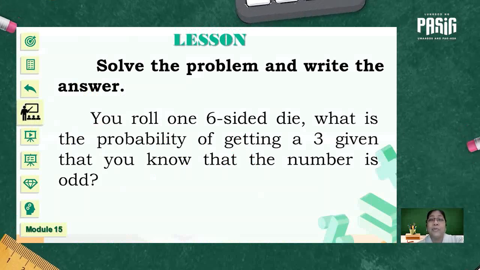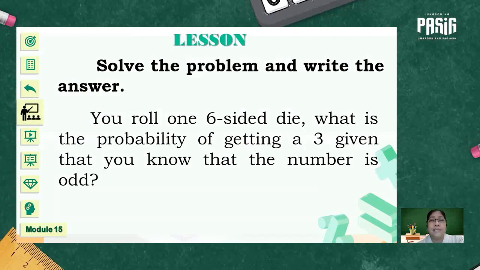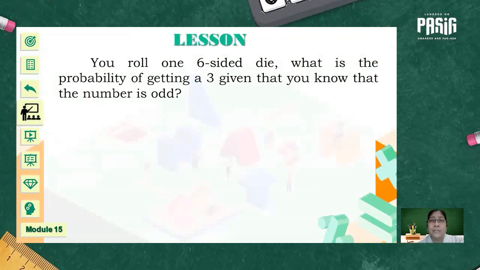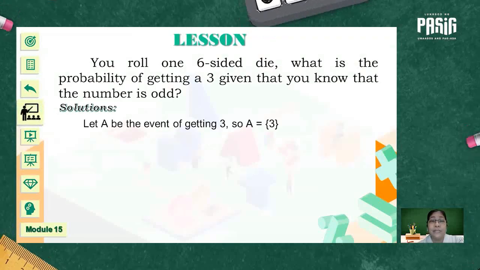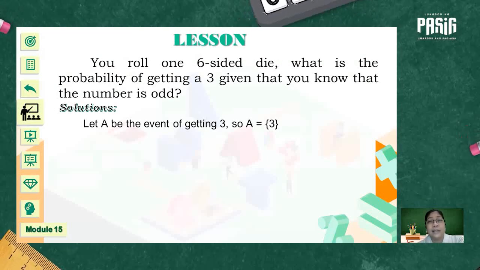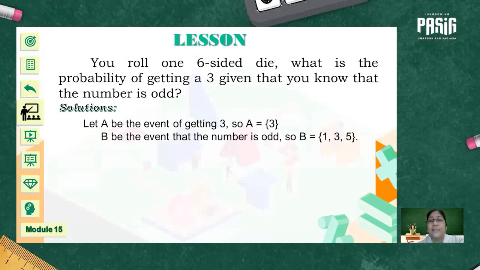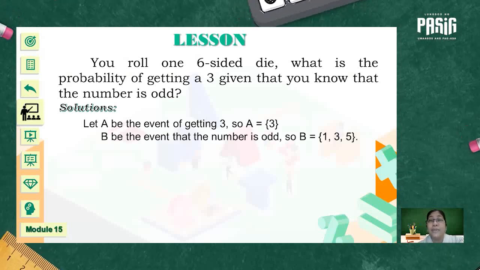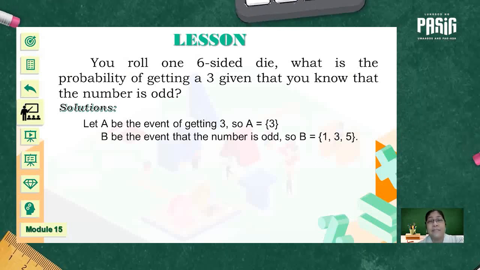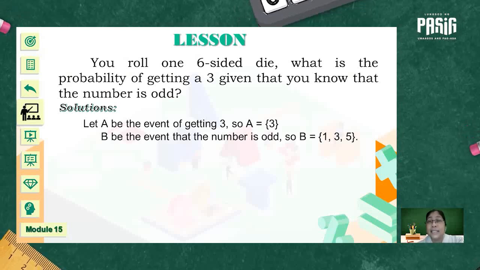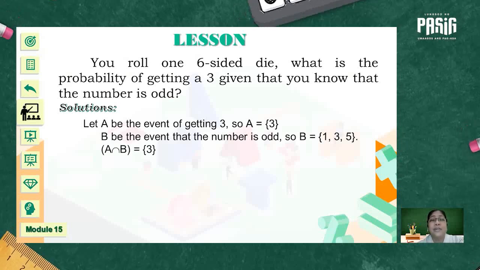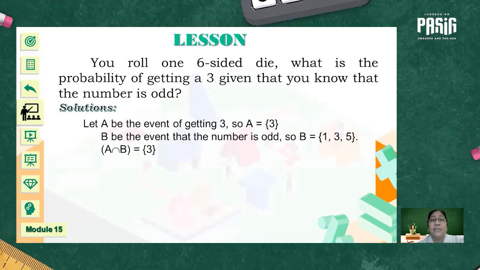Decided die. What is the probability of getting a 3 given that you know that the number is odd? How are you going to solve this problem? For the solution, we let A be the event of getting 3. So A is equal to the set containing the element 3. B be the event that the number is odd. So B is equal to the set with the elements 1, 3, 5, because these are the odd numbers in a six-sided die. We also need the intersection of the two events, which is equal to 3.